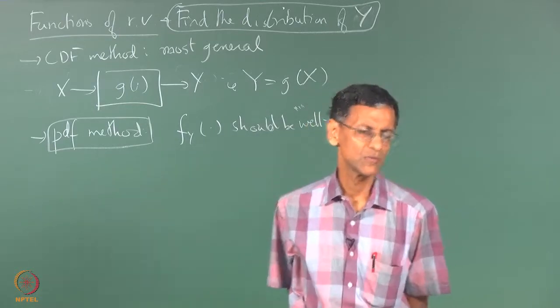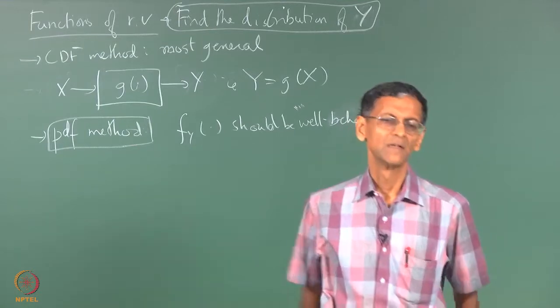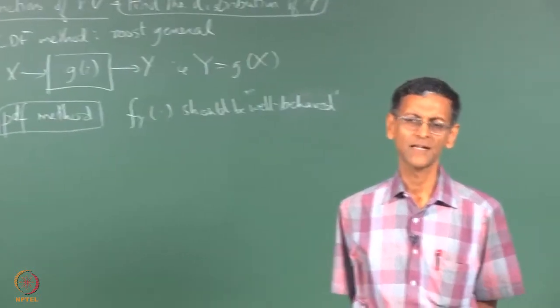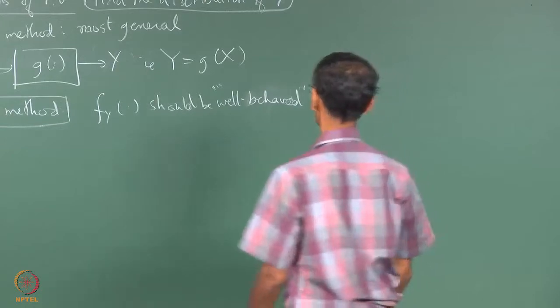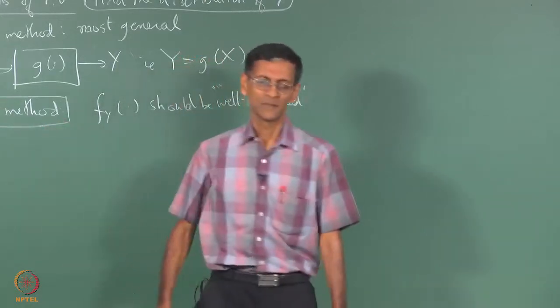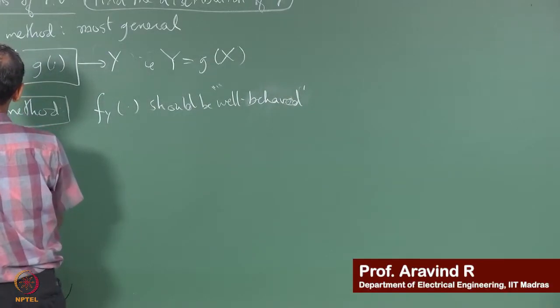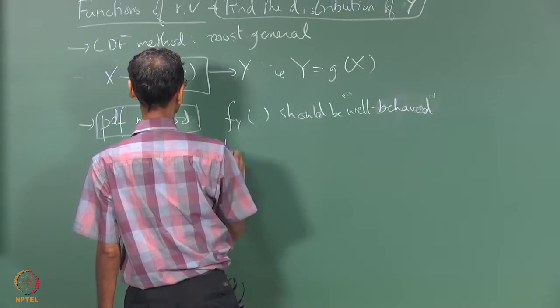So, today we are going to talk about this PDF method, for which of course the assumption is that the y does have a well behaved PDF, is not it. So, what are the conditions for this? Well, we will write them down so that there is no doubt about this. x should be purely continuous, right.